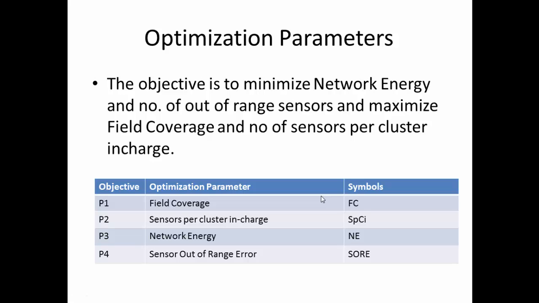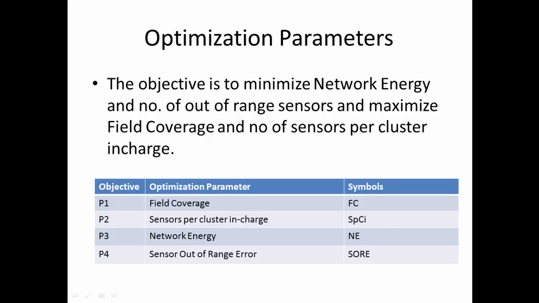Here are some of the parameters that we want to optimize. Field coverage will be represented by FC in the upcoming slides. Sensor per cluster in charge will be represented by SPCI. Network energy will be represented by ME, and sensor out of range error will be represented by SORE. So I will use all these symbols in the upcoming slides. For example, in the fitness function, I'll use these symbols.